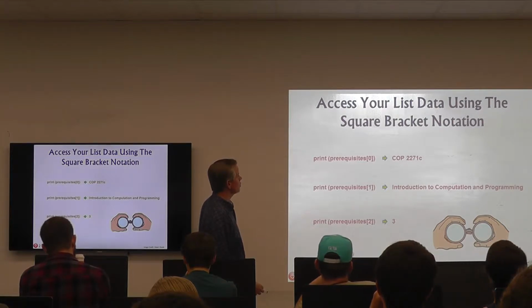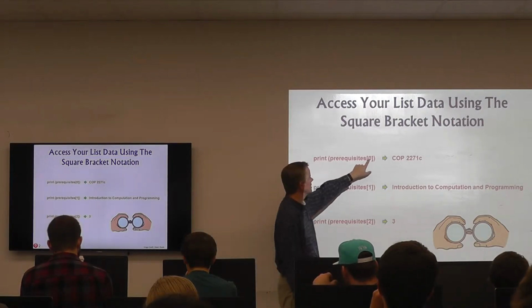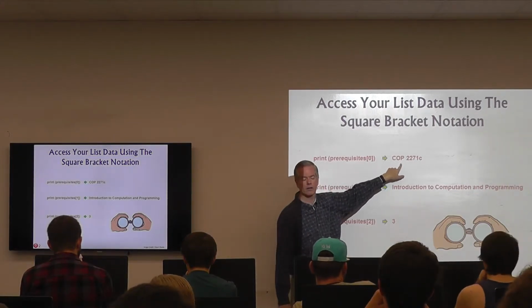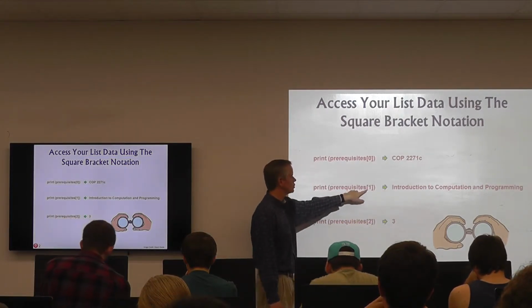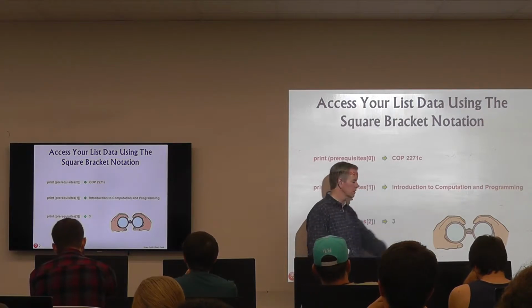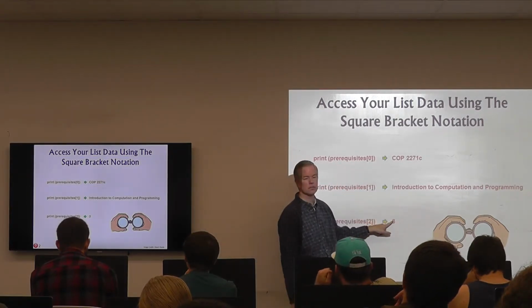Access your list using the square bracket notation. So print prerequisites[0] gets us what? The catalog number, right? We're cool with that. Print prerequisites[1] gives us the title for the course. And down here, print prerequisites[2] gives us the number of credits.